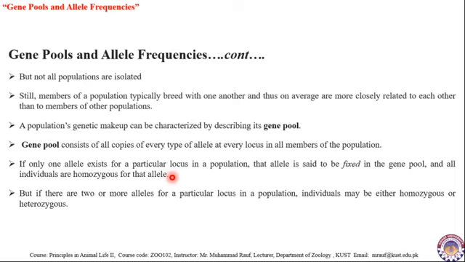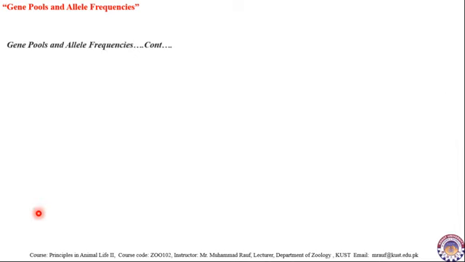And when the alleles of a gene exist in variants, there are different versions of a particular gene, different versions that exist for a particular locus, then we use the terminologies homozygous or heterozygous. Homozygous when two identical copies are present, and heterozygous when two dissimilar or non-identical copies are present.